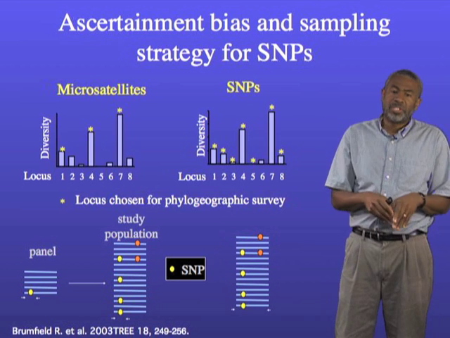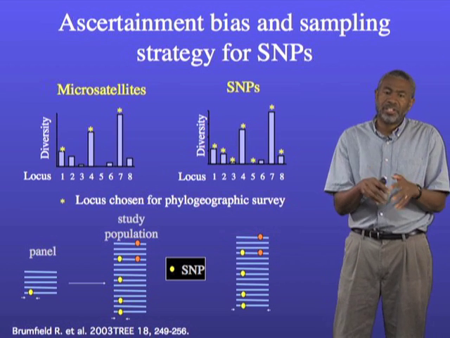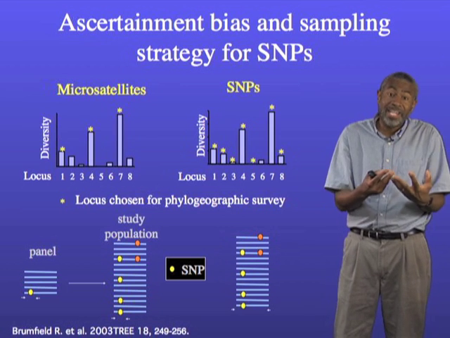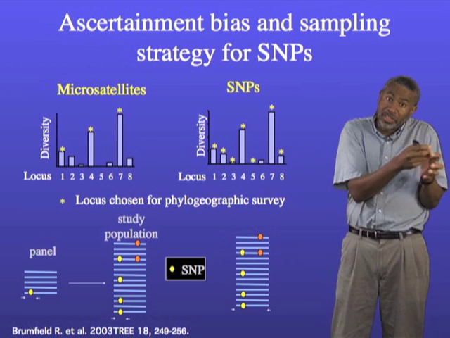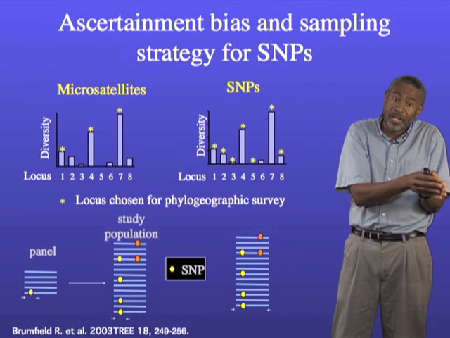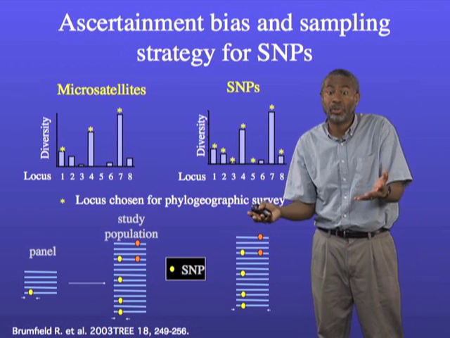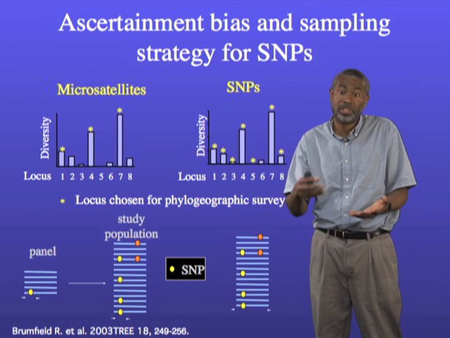So on the bottom, you see a challenge for phylogeography. If we define the loci that we're looking at by looking at a small subgroup, what we call a panel, and then assay those markers in a larger group, which is our actual study population, which you see on the right.